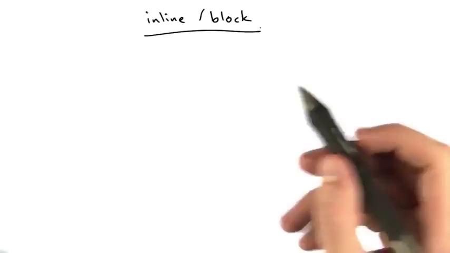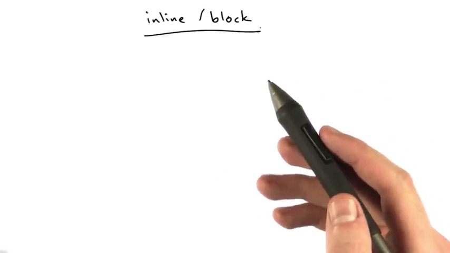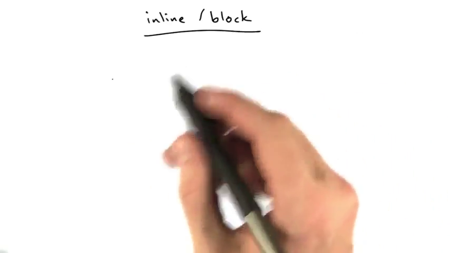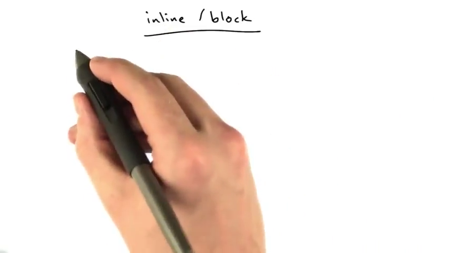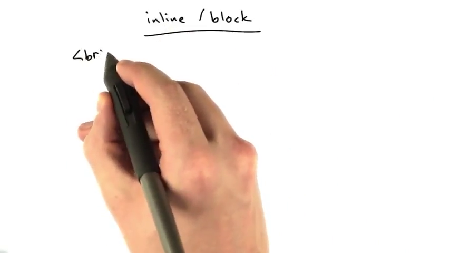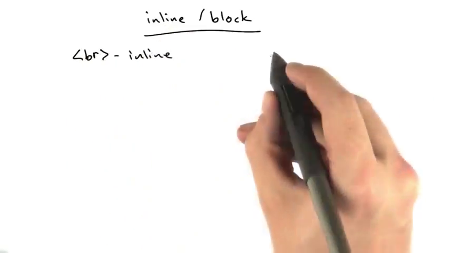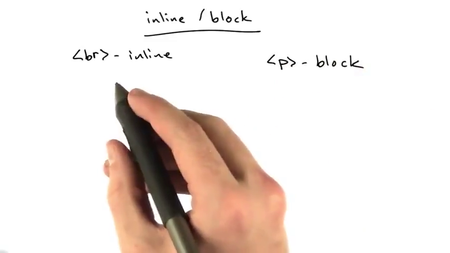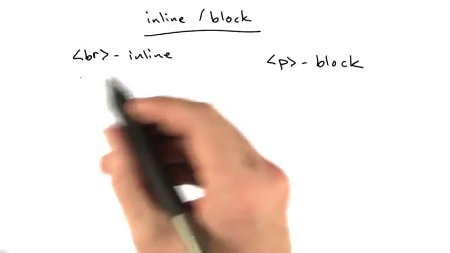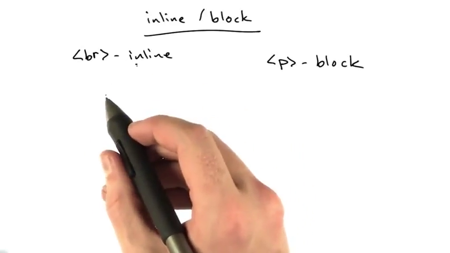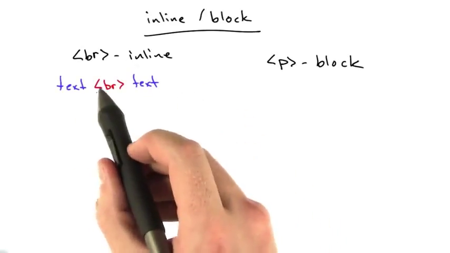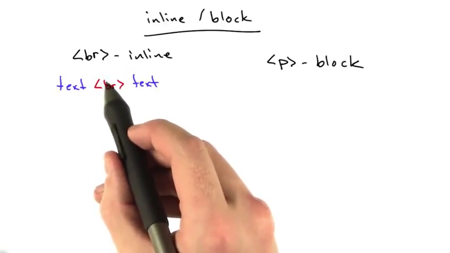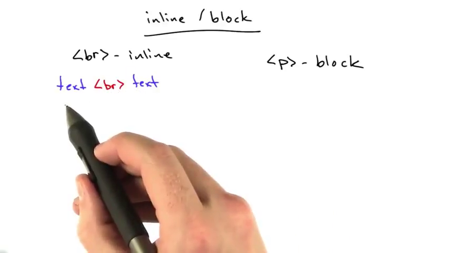Okay. Why do we have two different ways of making new lines? Why do we have a BR tag and a P tag? The answer is because the BR tag is what we call inline, and the P tag is what we call block. Now, what the BR tag was actually doing was just ending a line. So when we have some text and we put a BR in the middle of it, it just basically says the line ends here and this guy wraps to the next line.